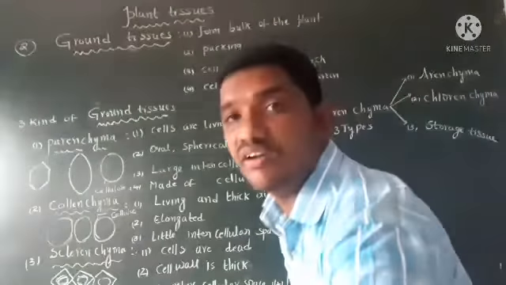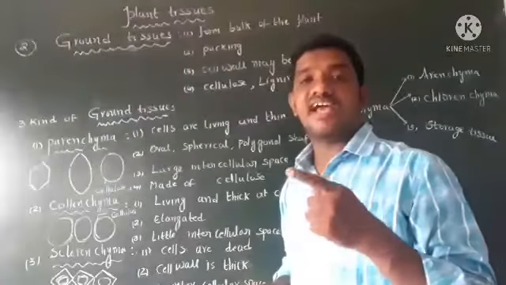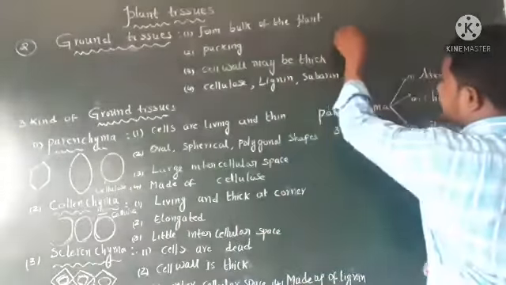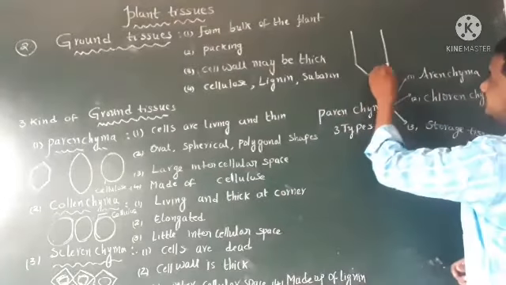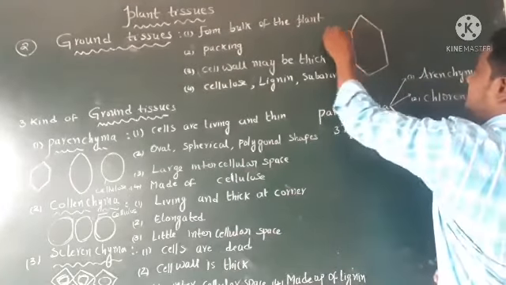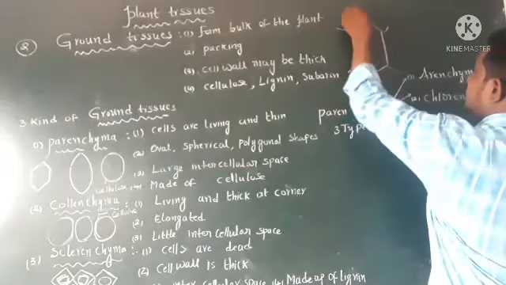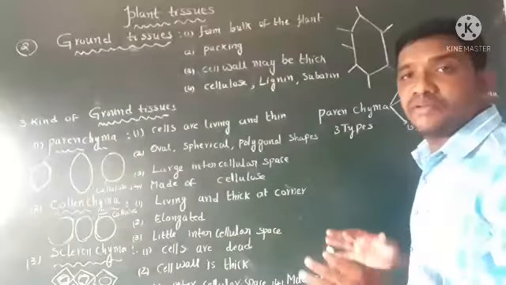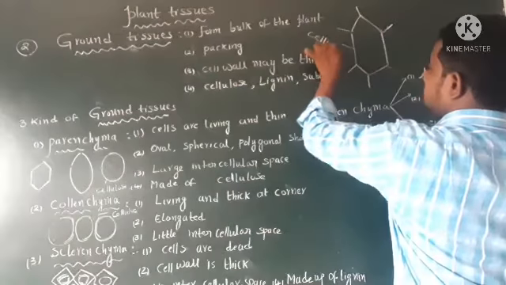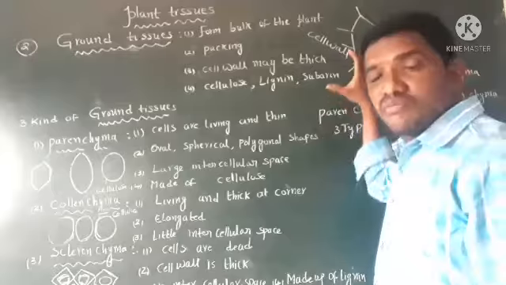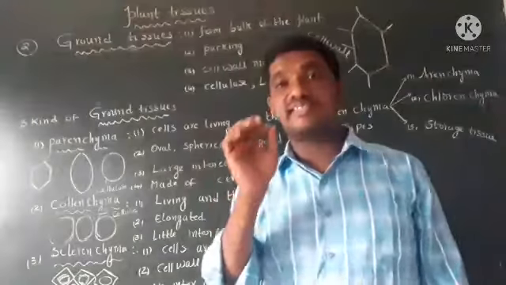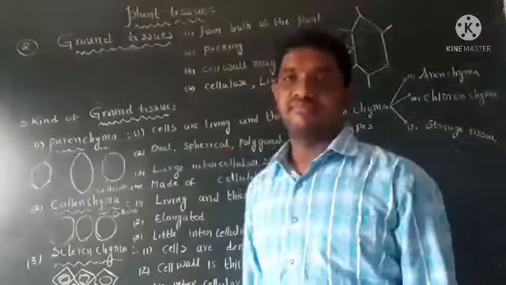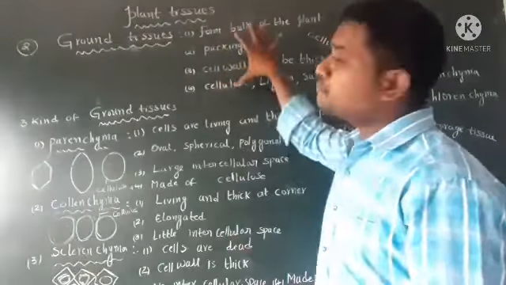Do you know what is cell wall? The plant cell has an outermost layer, which is called the cell wall. See, for example, this is the plant cell. This is the outermost layer of the plant cell. This is called cell wall. Outermost layer of the plant cell is called a cell wall. So this cell wall is thick. Okay. These are the points about ground tissues.